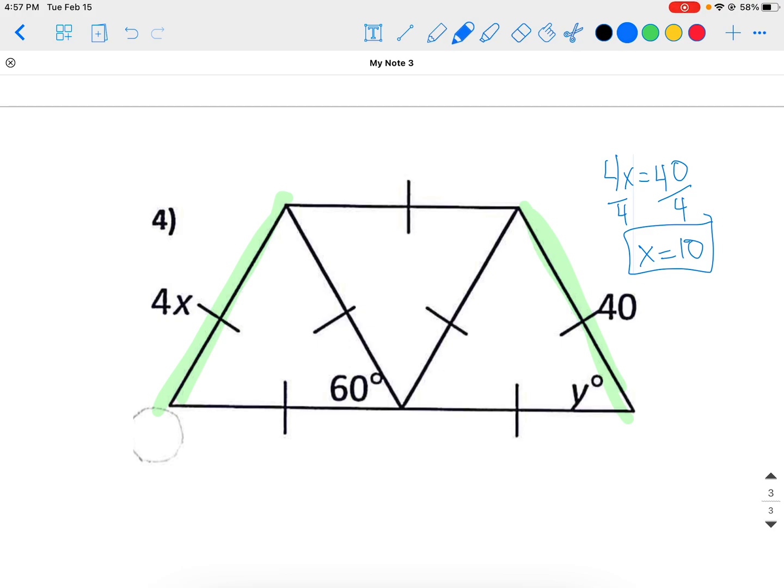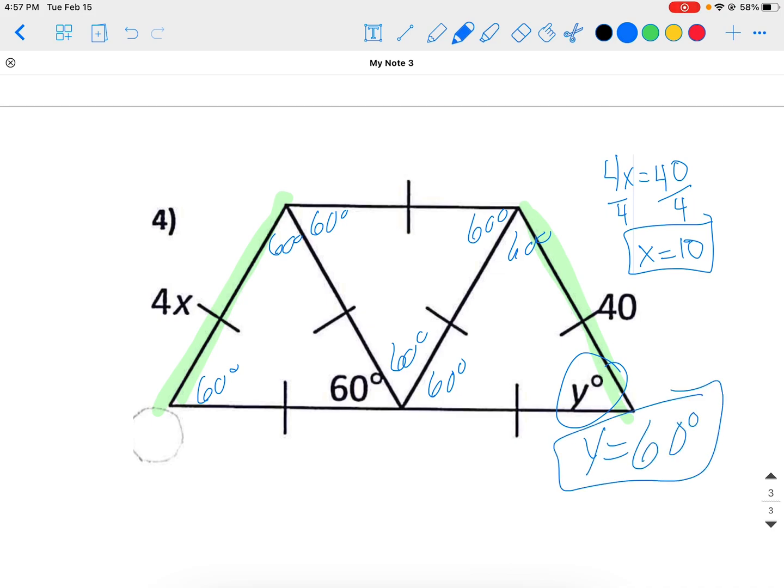Because these are equilateral triangles, that also lets me know that every single angle is 60 degrees. This one's 60 degrees, this one's 60 degrees. This one's 60 degrees, this one's 60, this one's 60. So that means this one down here also has to be 60 degrees. So in equilateral triangles, all the side lengths are equal and all the angle measures will always be 60 degrees and equal.